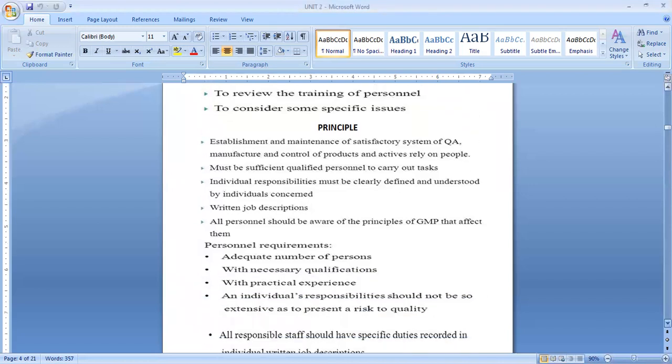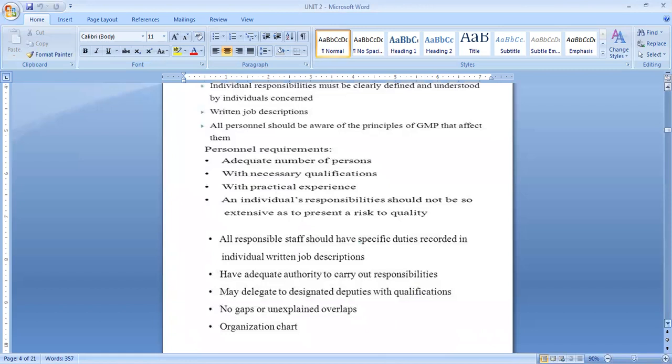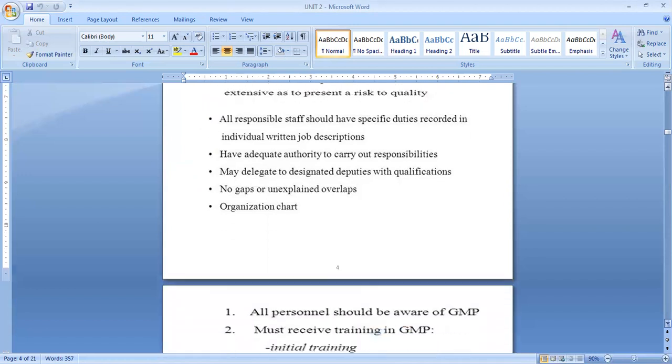affect them. The personnel requirements include adequate number of persons with necessary qualification, practical experience, and individual responsibility should not be so extensive as to present a risk to quality. All responsible staff should have specific duties recorded in the individual written job description, have adequate authority to carry out the responsibilities, may delegate to designated deputies with qualification, no gaps or unexplained overlap, organization chart.